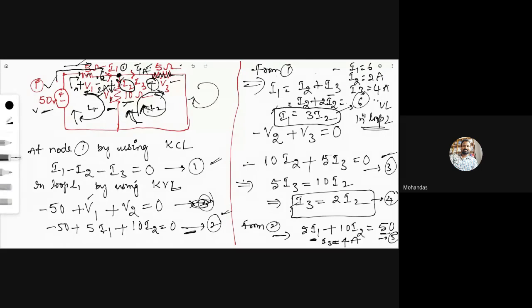Entering current equal to leaving current. 6 amperes is entering, 2 is flowing downward through the 10 ohm and 4 ampere current is flowing through the 5 ohm. Based on the resistance value, the current is shared proportionally. So current can divide in parallel branches. The 10 ohm resistor and 5 ohm resistor are in parallel. Otherwise let me take another one and discuss very clearly.